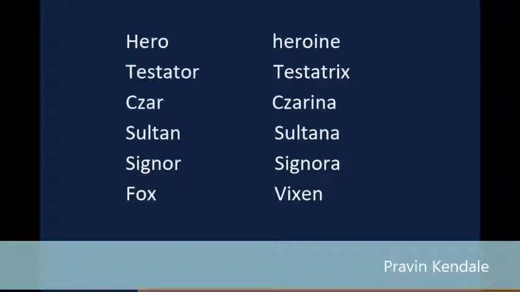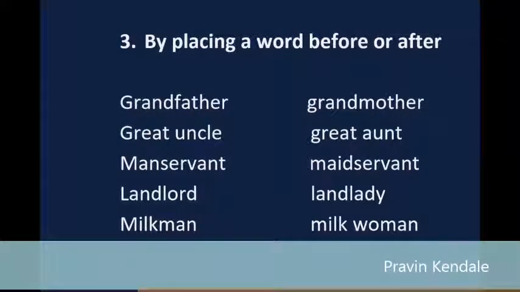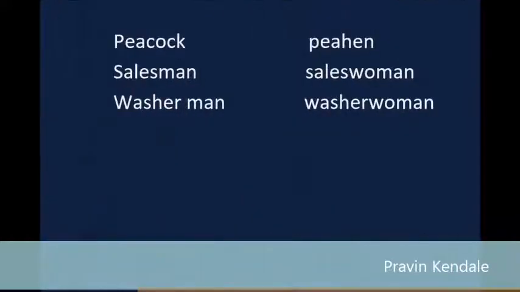3. By placing a word before or after. Grandfather, grandmother. Great uncle, great aunt. Manservant, maidservant. Landlord, landlady. Milkman, milkwoman. Peacock, peahen. Salesman, saleswoman. Washerman, washerwoman.